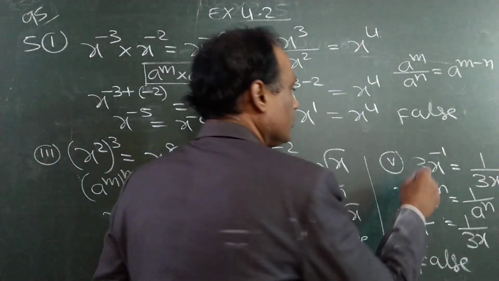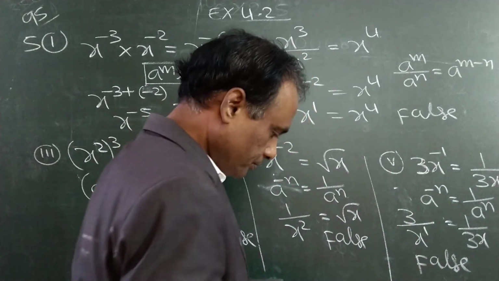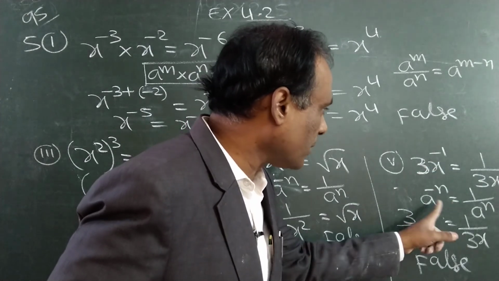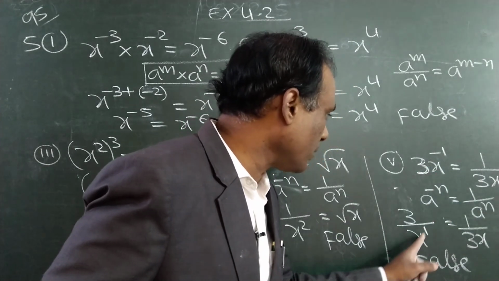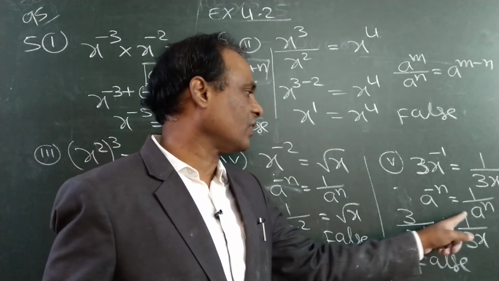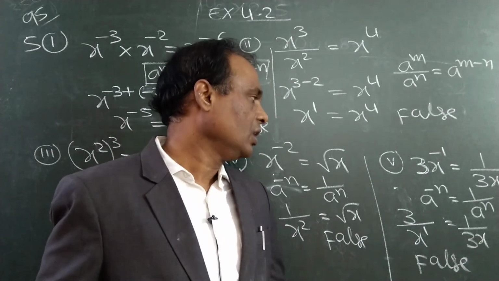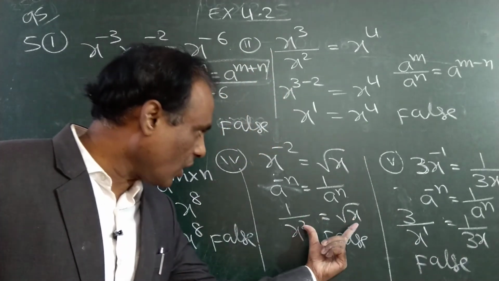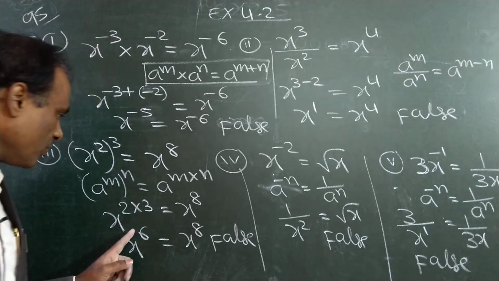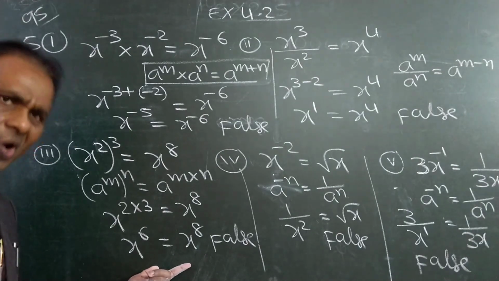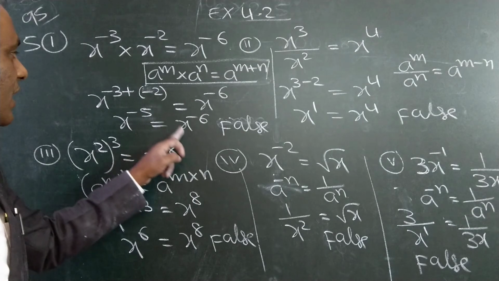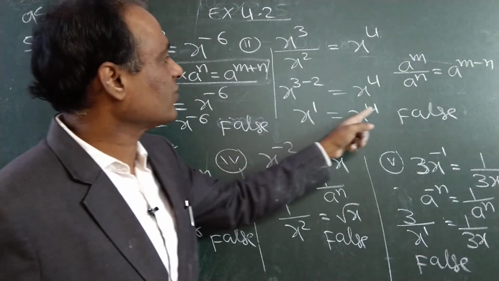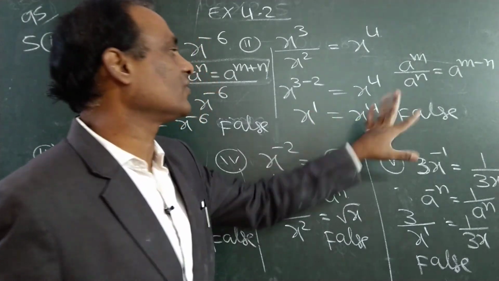See here. x power minus 1: to make minus plus, you write in the denominator. x power plus 1. x power plus 1 is x. 3 by x, 1 by 3x. Both are not equal. False. But it is given that they are equal. So this statement is wrong, because they are not equal. This is x power 6, x power 8. Will they be equal? No. False. x power minus 5, x power minus 6. Are they equal? No. False. x power 1, x power 4. Are they equal? No. False. Like that.